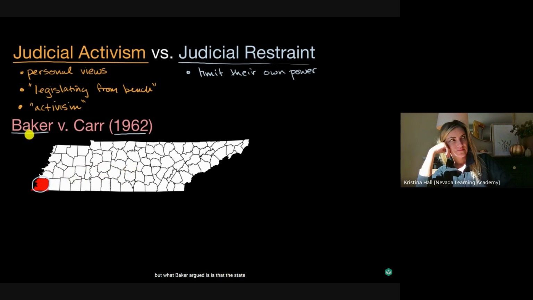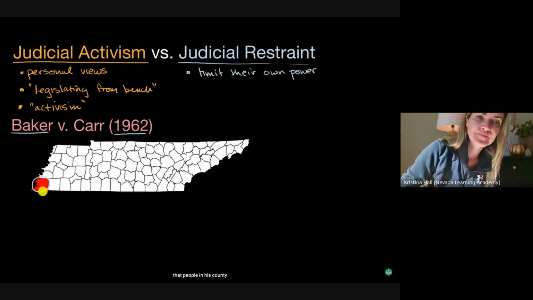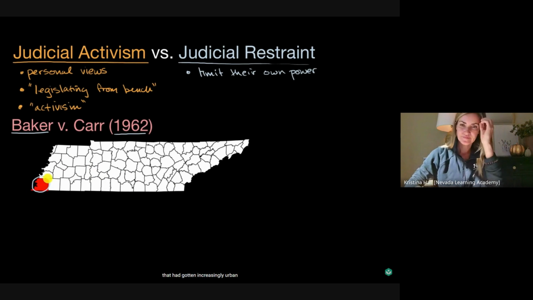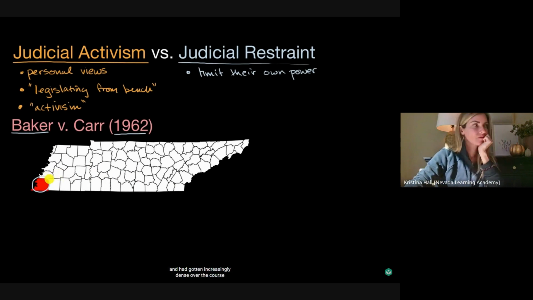But what Baker argued is that the state of Tennessee actually did not redistrict since 1901, after the census of 1900. And it was now the early 1960s. And he says because of that, and he invoked the 14th Amendment, you weren't getting equal protection. That people in his county that had gotten increasingly urban and had gotten increasingly dense over the course of those 60 years, that they were getting the same representation despite having a larger population than some of the rural areas where they have a lower population and had the same number of representatives.